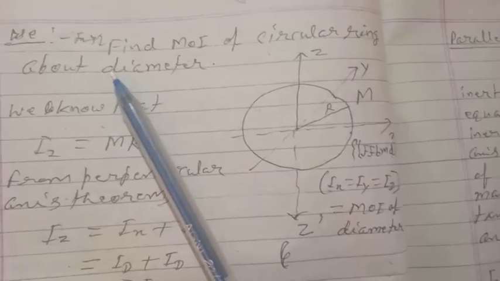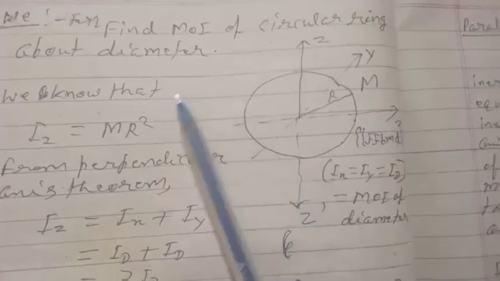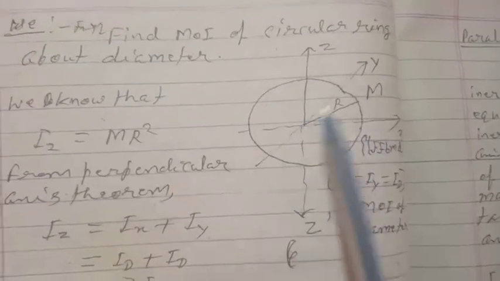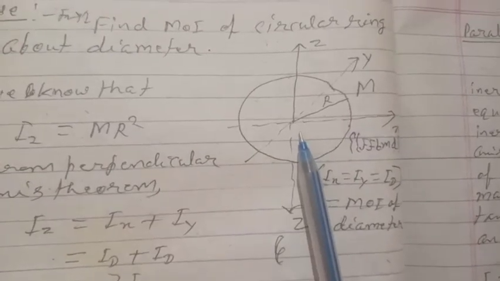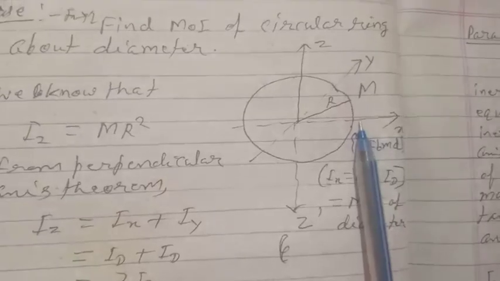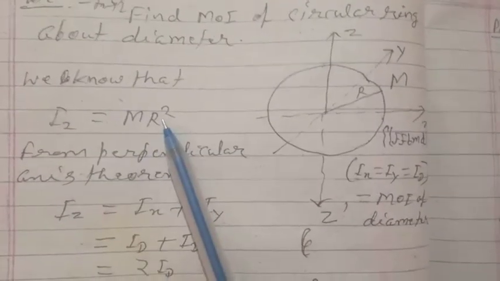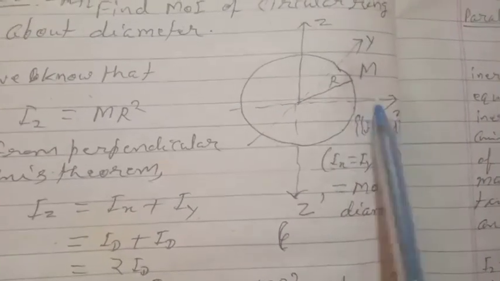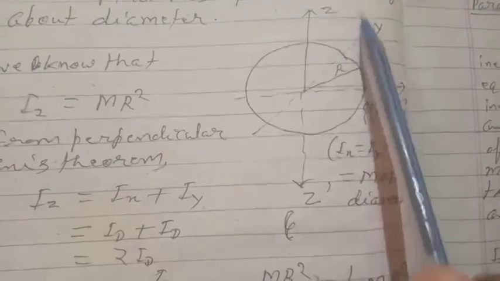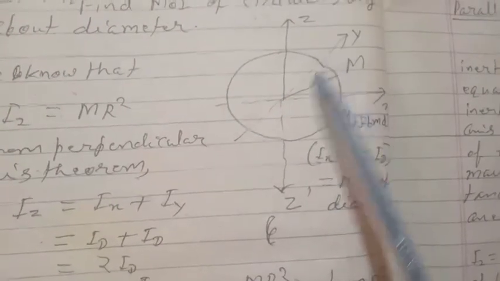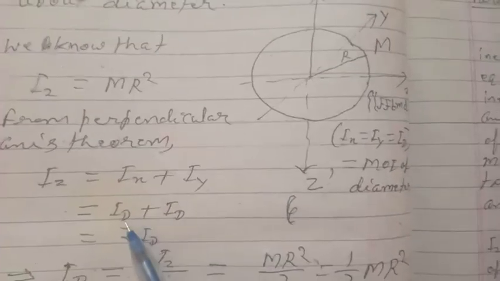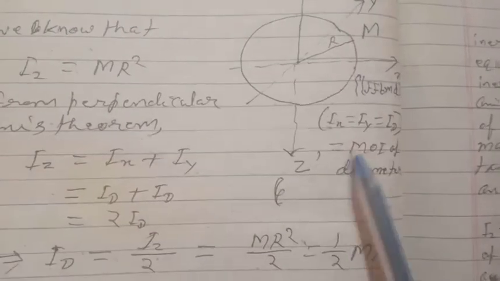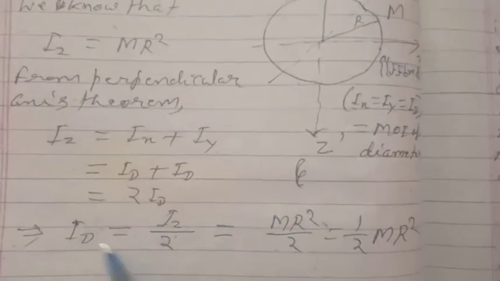Example 1: find the moment of inertia of a circular ring about a diameter. Here a circular ring is given which is placed in the xy plane, and we have to find the moment of inertia about any diameter. Now we know that Iz is equal to M r square. From the perpendicular axis theorem, Iz equals Ix plus Iy, because the x axis and the y axis are passing through its diameters. So we can write Ix as Id and Iy equals Id, or equals 2Id, where Id is the moment of inertia about a diameter. This implies Id equals Iz by 2 equals M r square by 2, that is, 1 by 2 M r square.